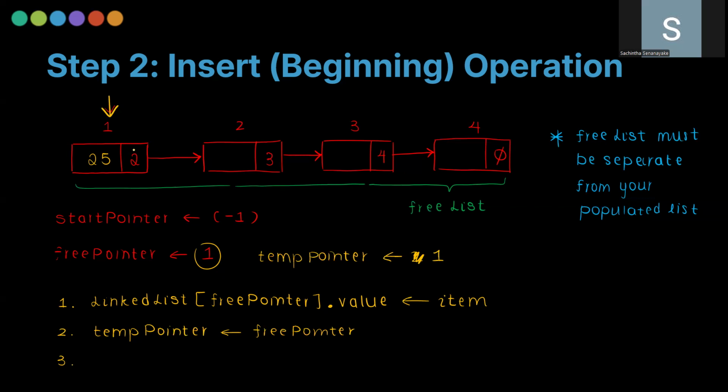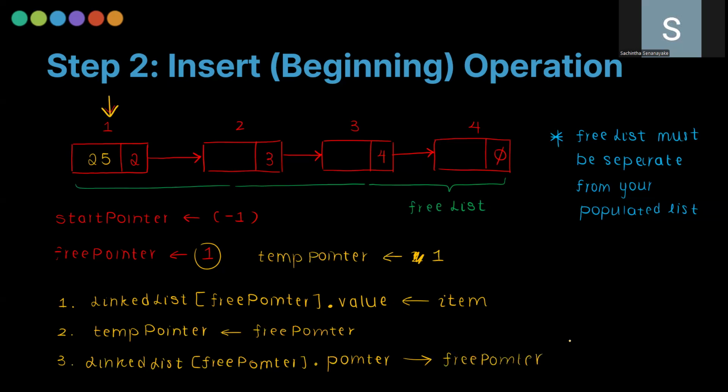That's the pointer of this node, the node that is currently pointed to by this yellow arrow. That node's pointer is number 2. That number 2 should be the free pointer's next value, because that's where the next node should go when we want to add another item. Position 2 is where the next item should get added. So linked list, free pointer dot pointer, that is the pointer of this free node, will be what's saved as our free pointer for the next turn.